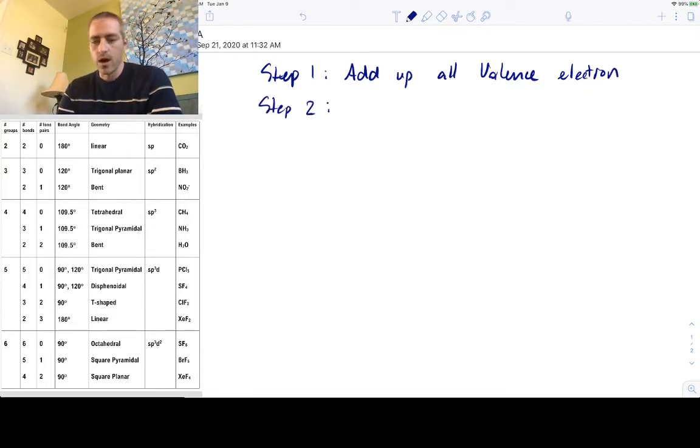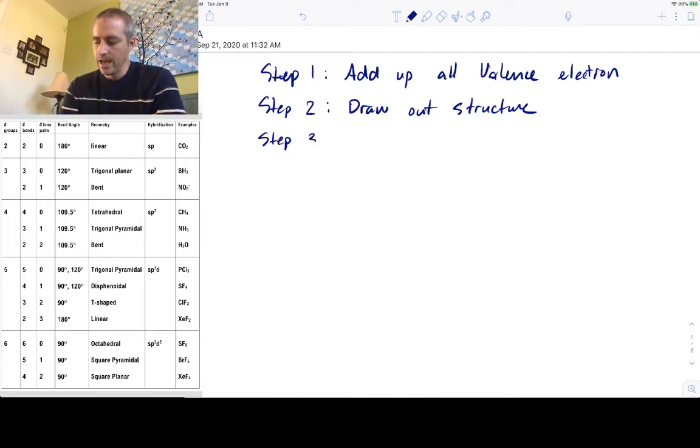Step 2 is to draw out the structure, and by drawing out the structure, what you're going to be doing is connecting all of the atoms with single bonds. And typically, if you have a compound, the first element that's listed, so if you have something like CO2 or SF4, typically the first listed element is the central atom. That is not true if the first element is hydrogen, because hydrogen can never be a central atom.